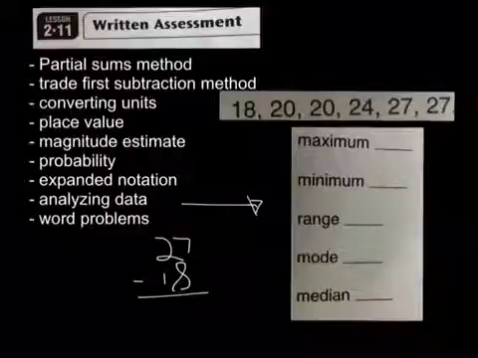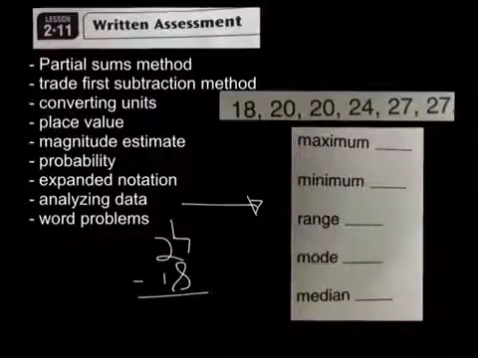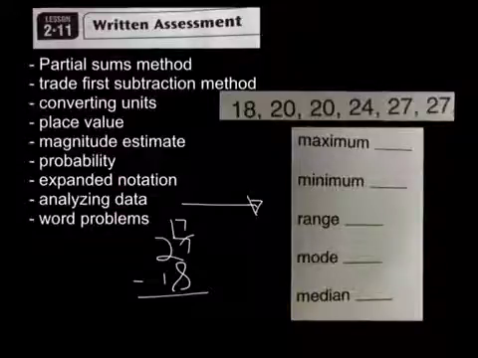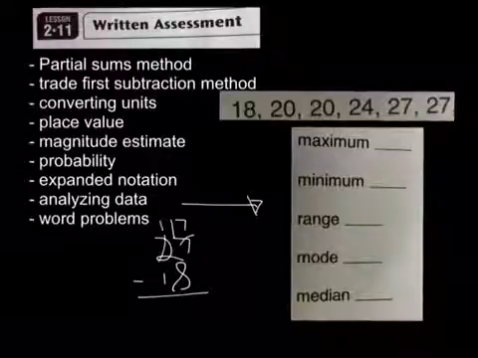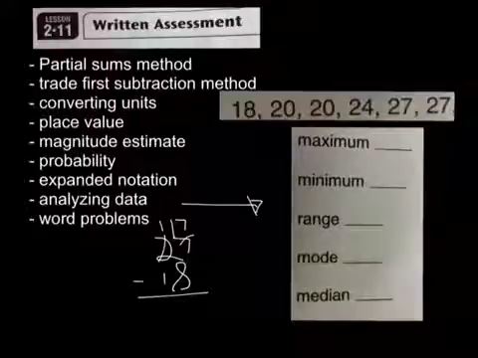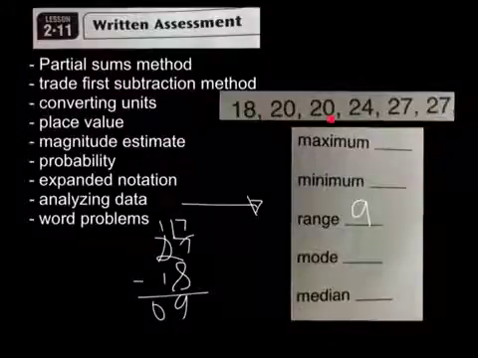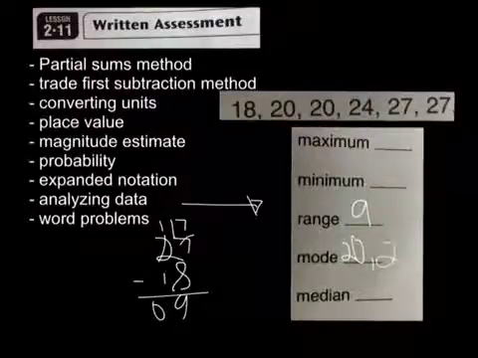And as you can see, you borrow the 1, so it's 17. Okay, you do the trade first subtraction method, and this one becomes 1. So you have 17 minus 8 is 9. So our range would be 9, and then 1 minus 1 is 0. So 9, 0, 9. And then mode is the number that is repeated the most. We have two modes. As you can see, 20 repeats itself twice and 27 repeats. So you would write them both. You would write 20 and 27.